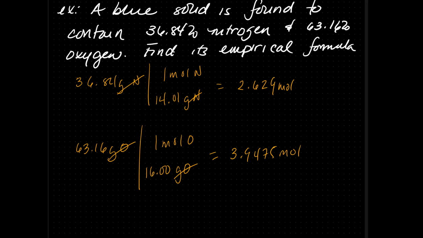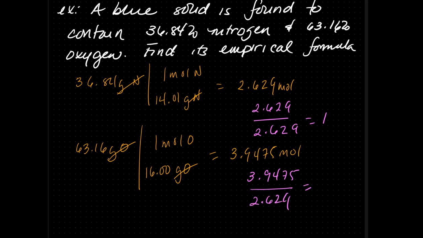Now I'm going to divide by the smallest number. The smallest number here is 2.629. So if I do that, the top one for nitrogen becomes exactly 1. The bottom one, 3.9475 divided by 2.629 is going to give you 1.501. I can't round the bottom one, so I need to multiply till whole.